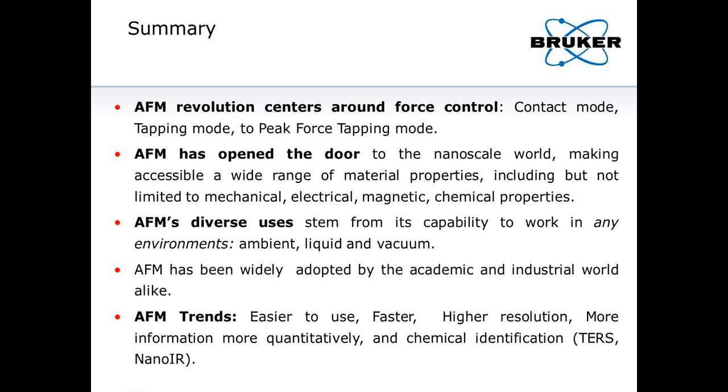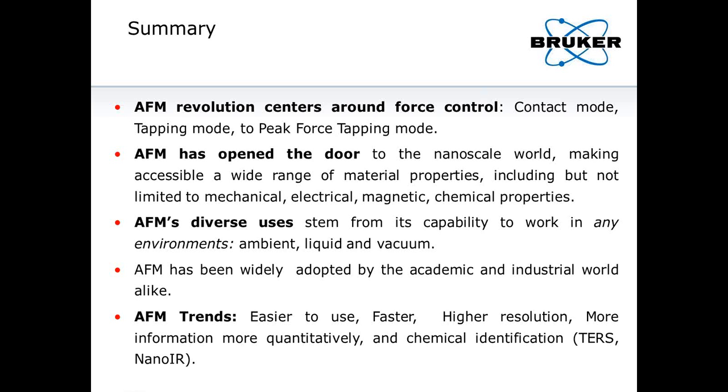Let me make sure I'm catching up with the questions here. A question on Bioscope Catalyst: can it be upgraded to have PeakForce tapping? Yeah, short answer is yes. In fact, nowadays it ships with PeakForce tapping standard on it, PeakForce tapping and Scan Assist. It can be upgraded also to have the PeakForce QNM package with the QNM channels.